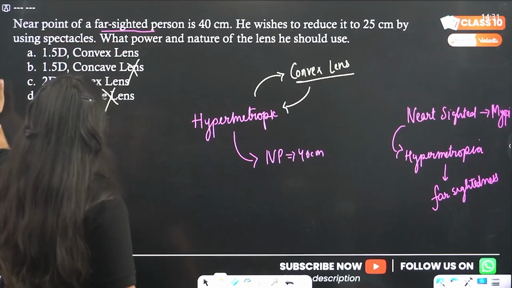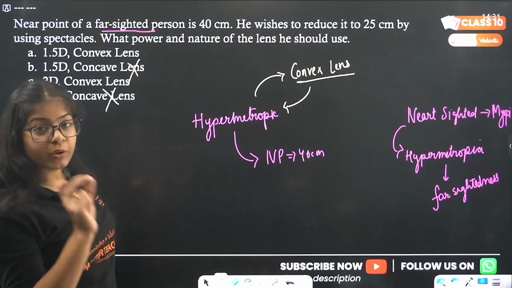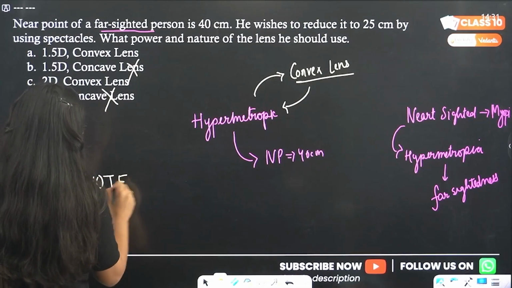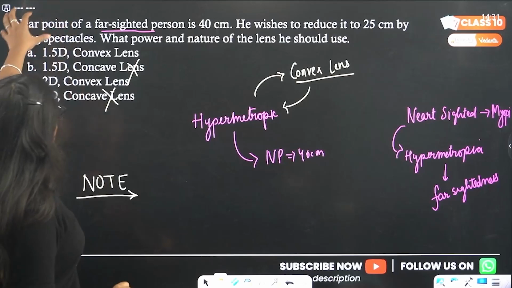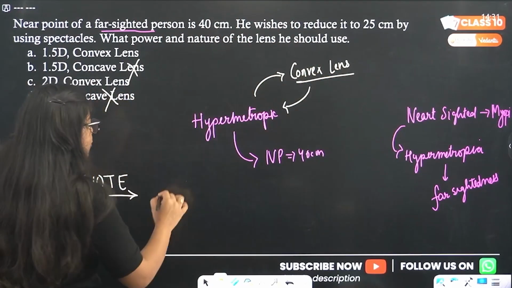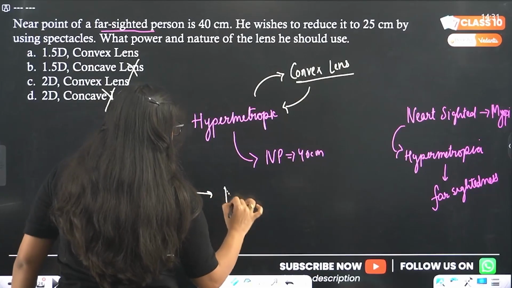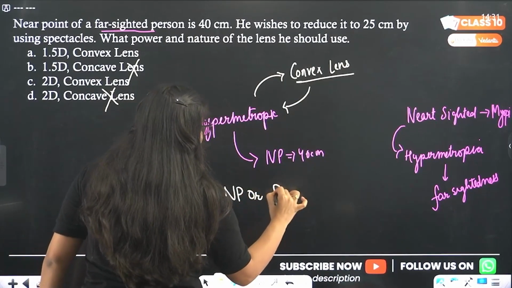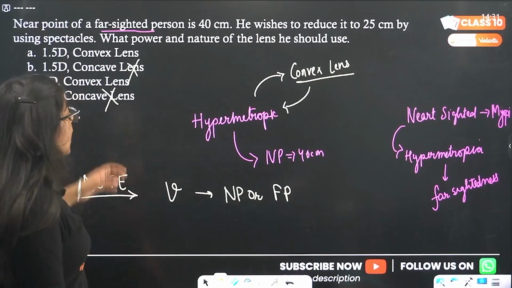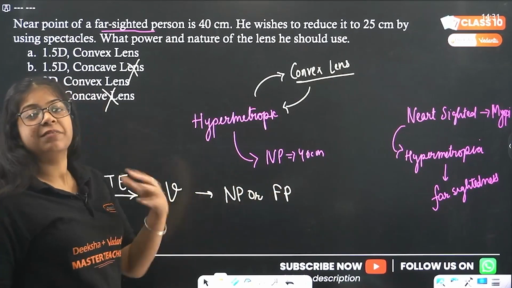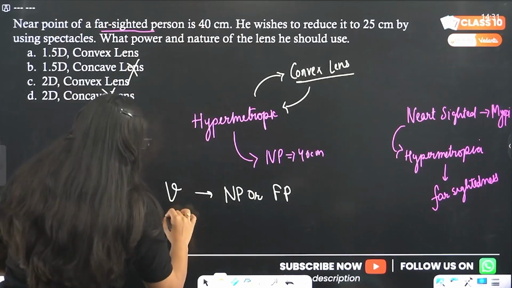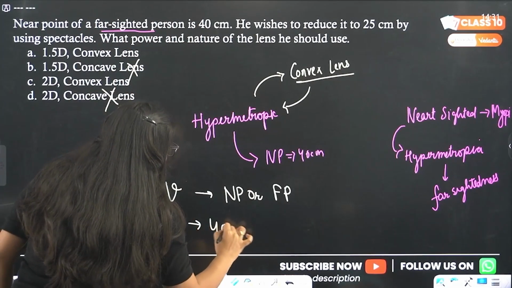Now beta, every time, this is a very important point, note it down, write it somewhere. Every time in a numerical, a near point or a far point is given, that is your V. V will be your near point or your far point. All the numericals will be like this. V is your image distance, right? So in this, V is 40 centimeter.